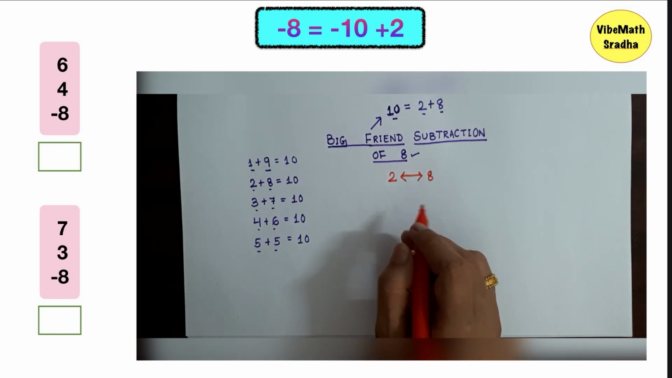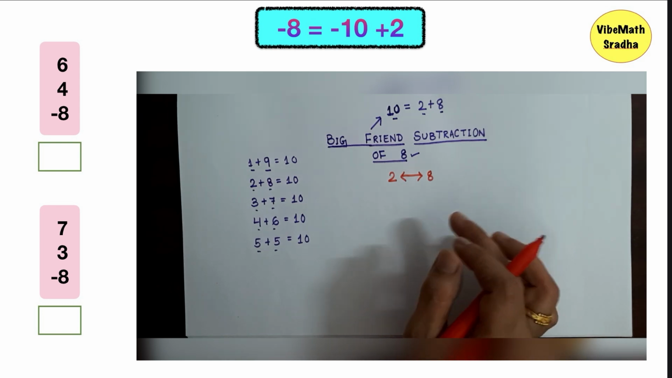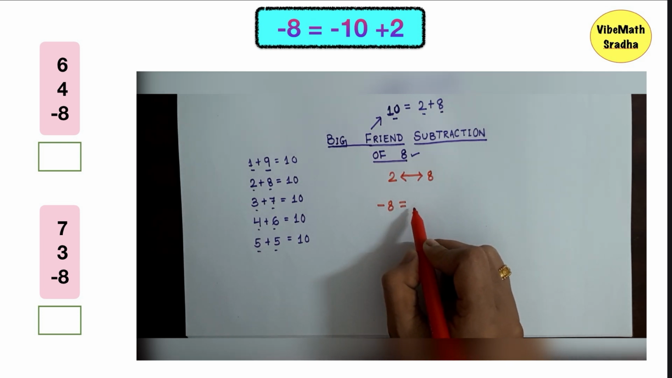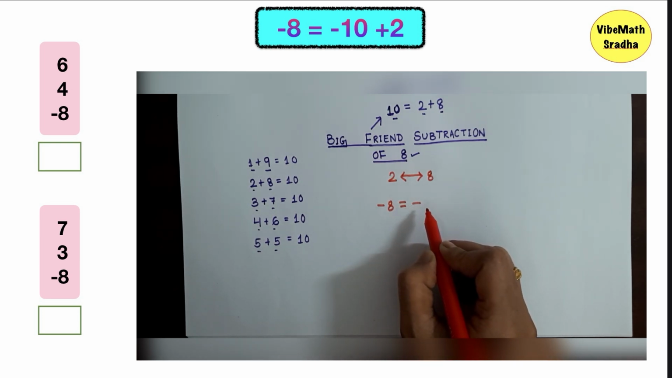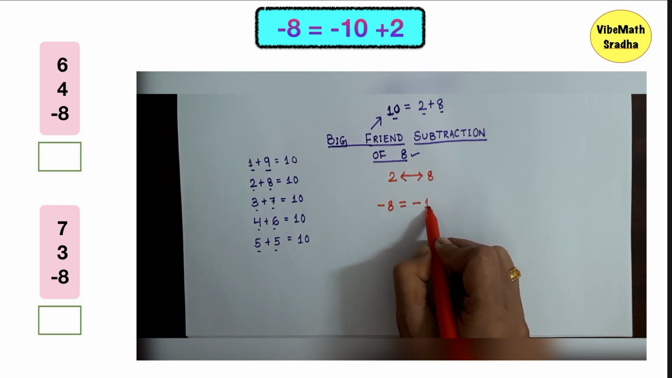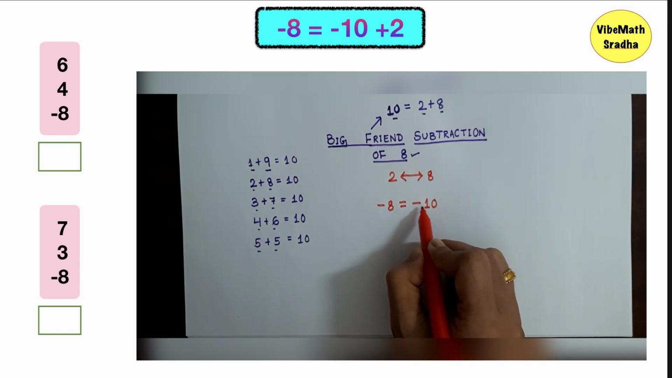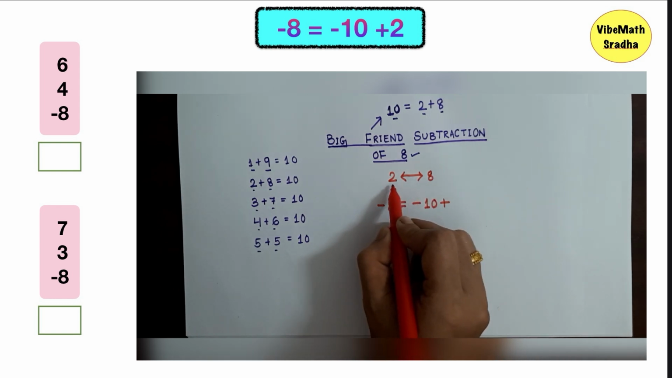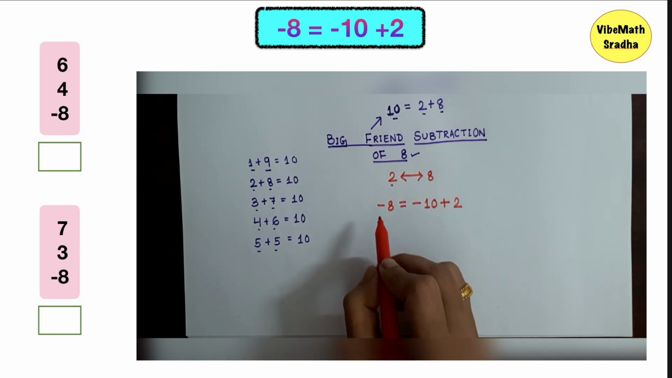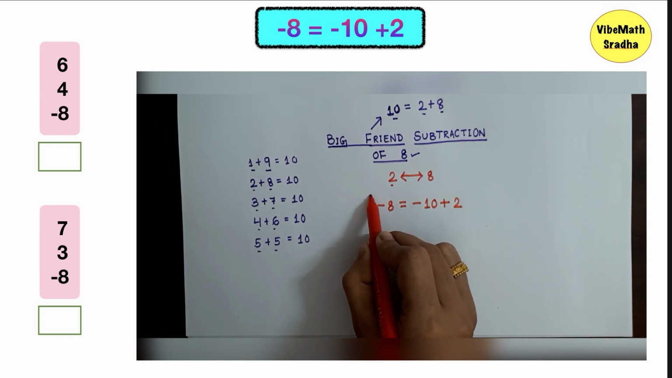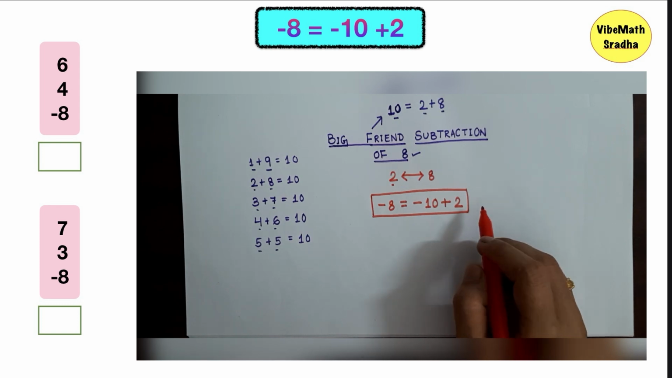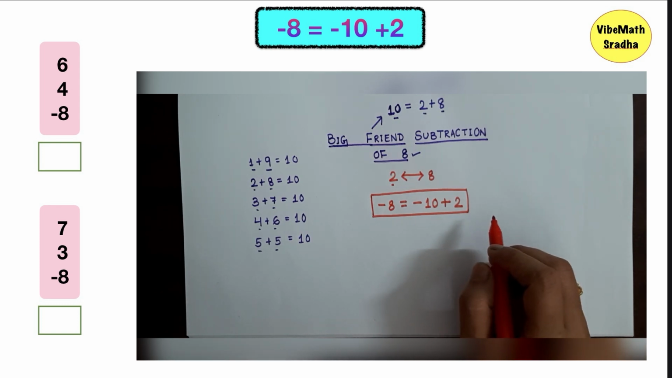Now, I am going to write the formula of big friend subtraction of 8. So, minus 8 is, here we have to first subtract the base value of big friend. What is the base value of big friend? That is 10. So, here we need to subtract 10. So, minus 10 plus, then we have to add the big friend of 8 which is 2. So, plus 2. Here we got our formula of big friend subtraction of 8. Now, we can apply this formula in that example and we can solve that example easily.